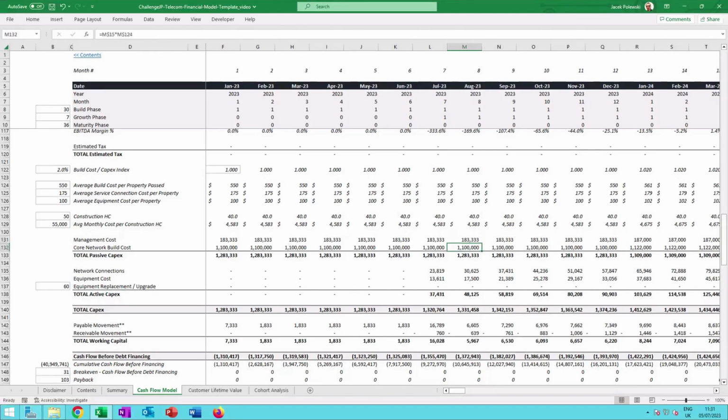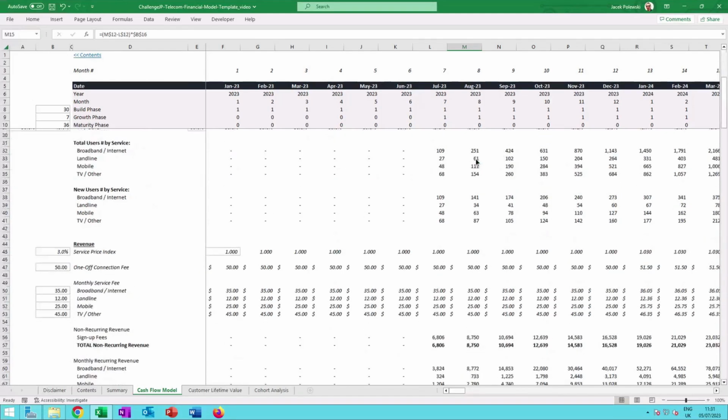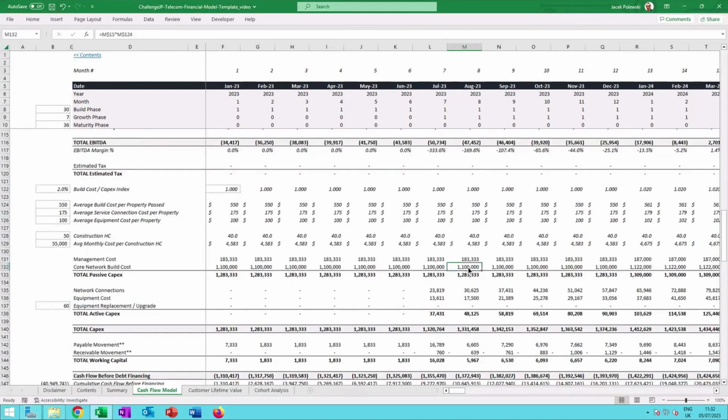And then you have your core network build cost, which is simply that figure here, so that 550 multiplied by the number of new properties passed, right? So this is going back to the beginning of the model. Multiplying those two numbers allows you to calculate that core network build figure, which gives you your passive Capex or passive build cost.